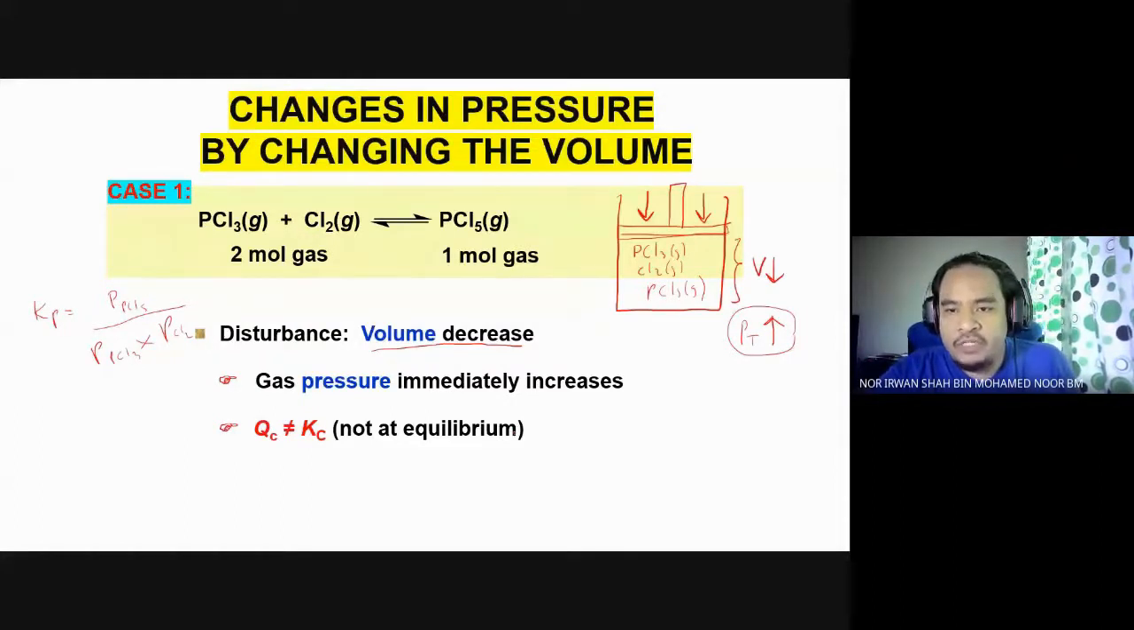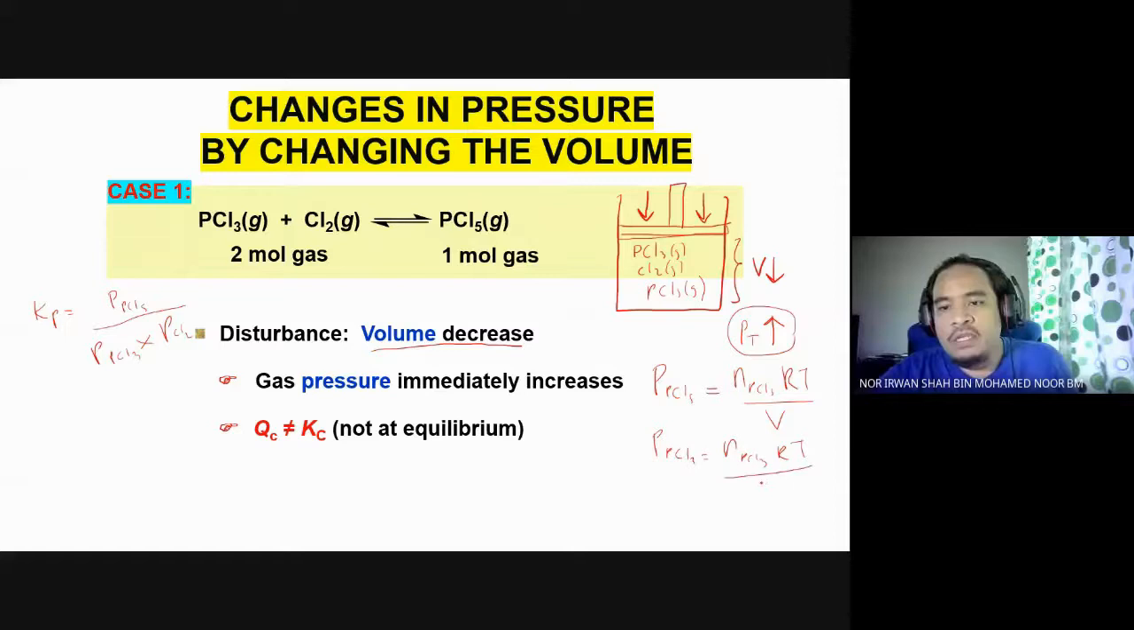So we know that the partial pressure of PCl5 equals moles of PCl5 times R times T over V. Remember, this is from the ideal gas equation. The same goes for the partial pressure of PCl3, which equals moles of PCl3 times R times T over V. And lastly, the partial pressure of chlorine gas equals moles of chlorine gas times R times T over V.